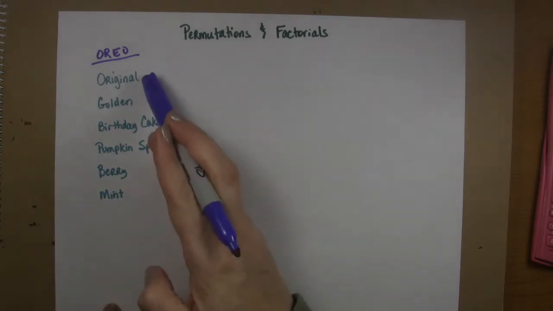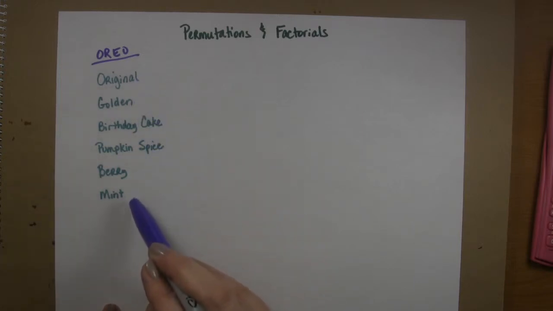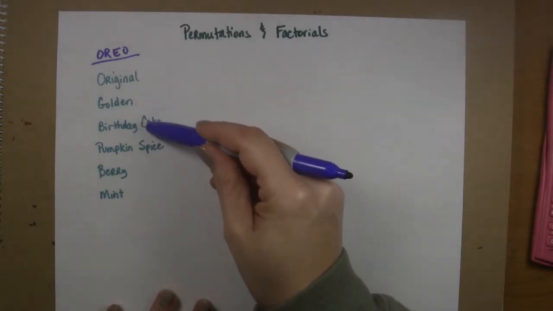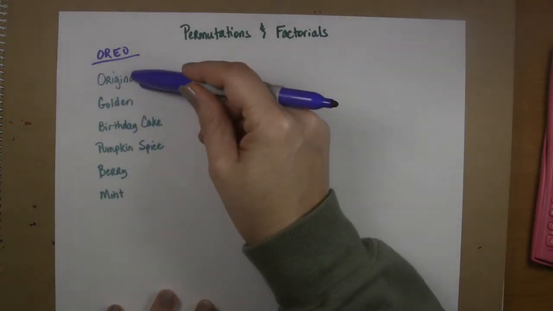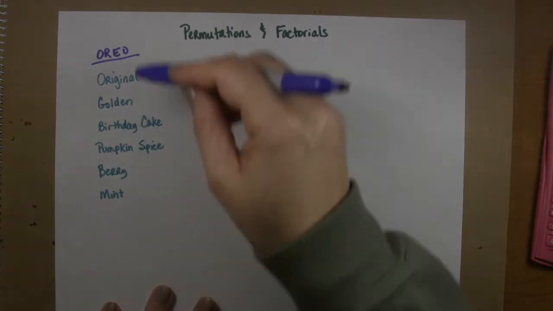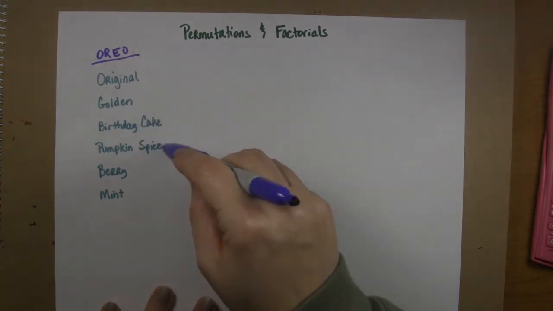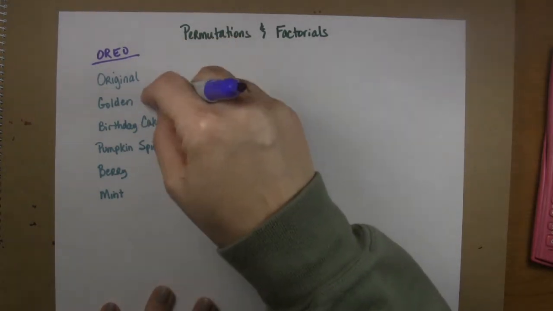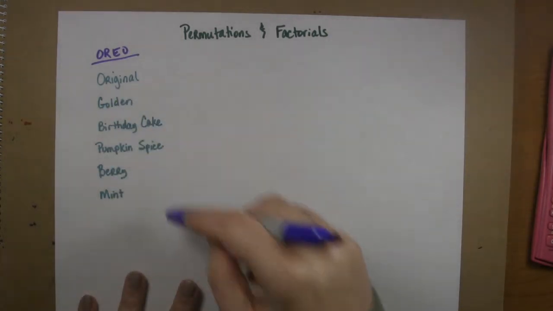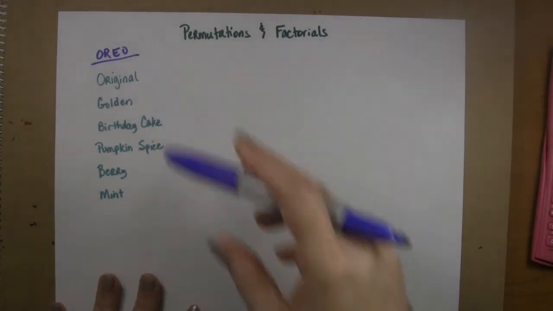So for instance, you could go in this order: original, golden, birthday cake, pumpkin spice, berry, or mint. Or you could do it in a different order. You could do golden, birthday cake, pumpkin spice, berry, mint, and then the original. Or you could do birthday cake, pumpkin spice, berry, mint, original, and last would be golden. Or you could do pumpkin spice, berry, mint, original, golden, and then birthday cake. And I think that you get the hang of it. After you go through all of that, then you could do skipping ones. So original, birthday cake, pumpkin spice, berry, mint, golden.